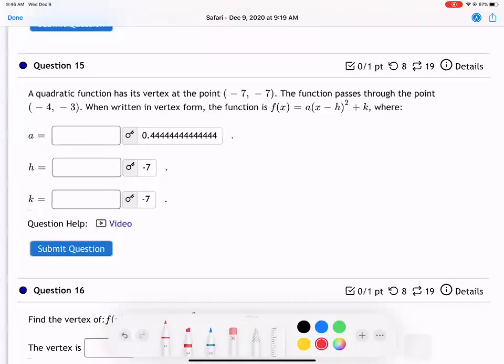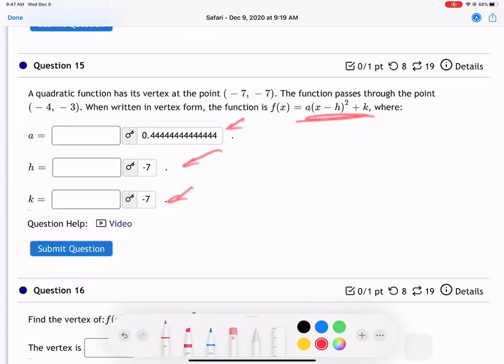All right, this one seems a little tough. The quadratic function has its vertex at -7, and passes through point -4, comma, -3. When written in vertex form, the function has this form. So they want us to write out the a, h, and k version. So we worked with these problems. Given 2 points, how do I go back and write the parabola?